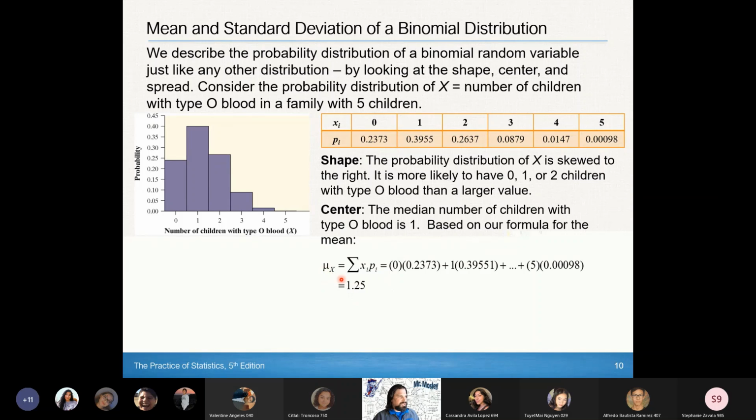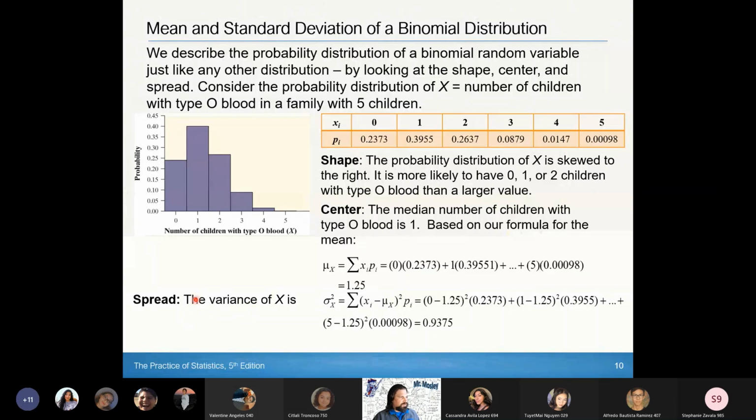Right, which again, the mean of X is the expected value of X, which is each outcome multiplied by the probability of that outcome, added up. We get 1.25. The spread, right, the variance of X is the sum of each outcome minus the mean squared times probability of that outcome. We're going to add all those up, and we get 0.9375. And then the standard deviation of X is the square root of the variance, which is 0.968.